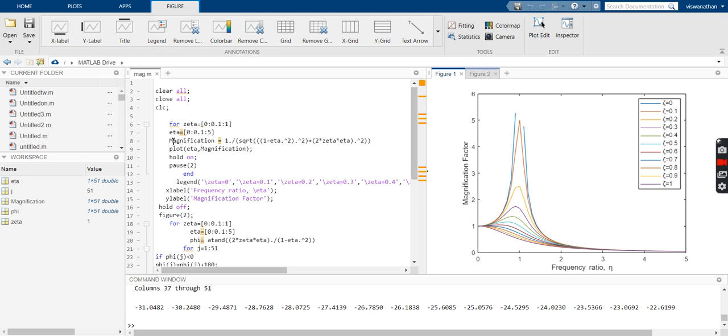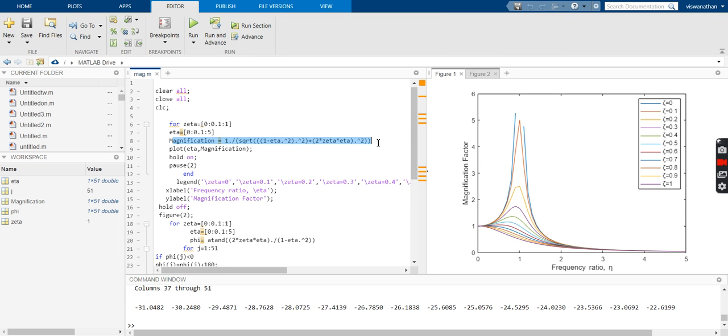Magnification factor is given by this formula, 1 divided by square root of (1 minus eta square) whole square plus (2 zeta eta) whole square. And you want to plot for various values of zeta, so it is varying from 0 to 1 with an increment of 0.1. And eta is nothing but the frequency ratio, omega by omega n, and we'll plot it from say 0 to 5 with a step of 0.1.